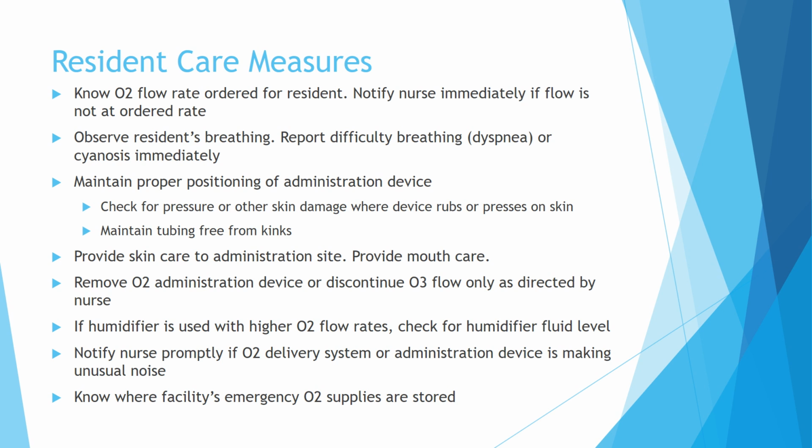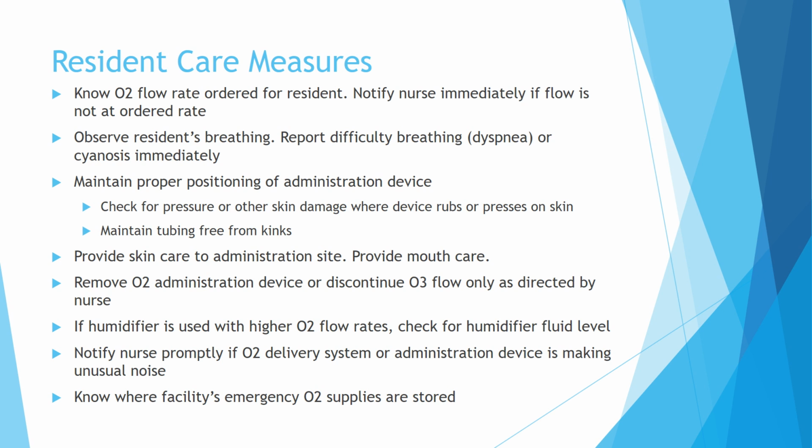If a humidifier is used with higher oxygen flow rates, check the humidifier fluid level. So the humidifier would have sterile water or maybe saline water in it, and that helps humidify the oxygen. So if they have a nasal cannula, their nasal passage is going to become very dry, so the humidifier is going to help keep the oxygen moist that is going through the device into the resident to help keep the nasal passage again moist.